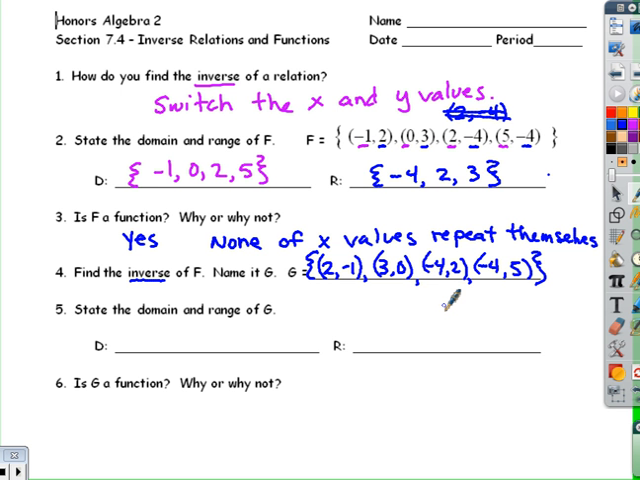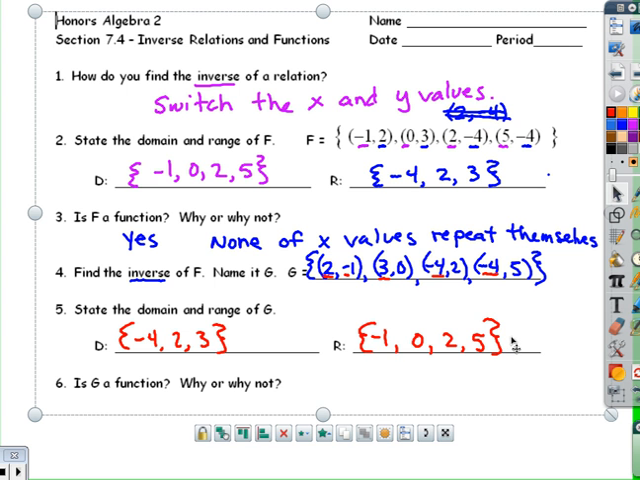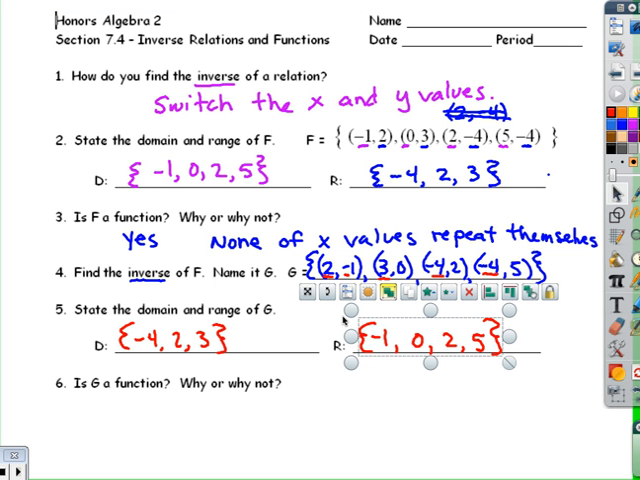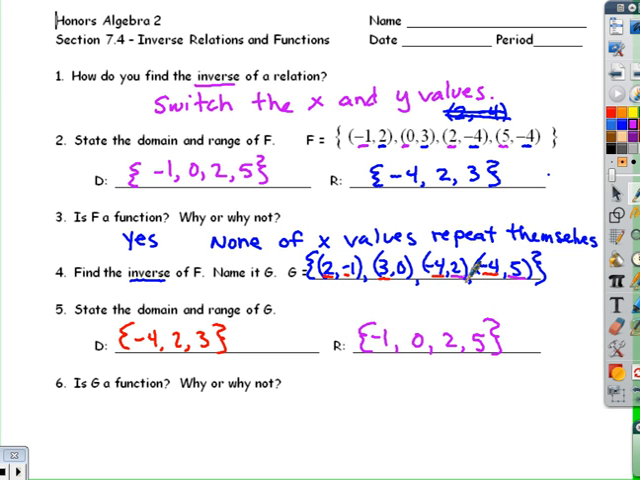All right, now it says state the domain and range of g. So this is our new function, our inverse of f is g. So our domain is -4, 2, and 3. And our range is -1, 0, 2, and 5. Sorry, I'm not color coding this. Let's make it purple. All right, so my range now is -1, 0, 2, and 5.